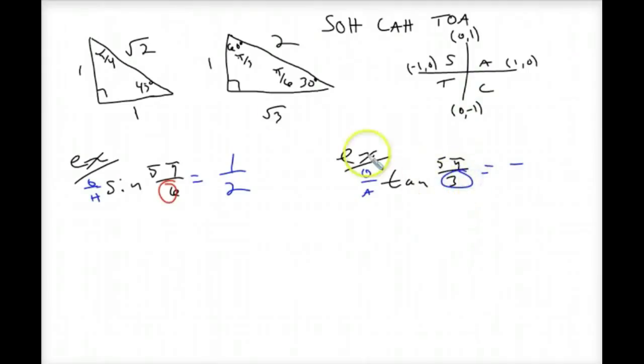Now I have a 3 on bottom, so I'm going to look at the angle with the 3 on bottom. Tangent is opposite over adjacent, so square root 3 over 1, which is just square root 3. And that would be your answer. Looking at another one now.